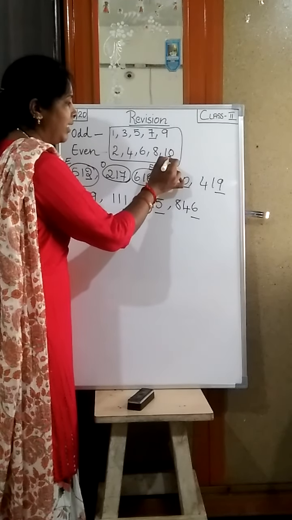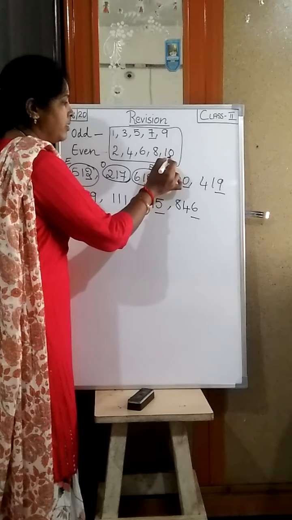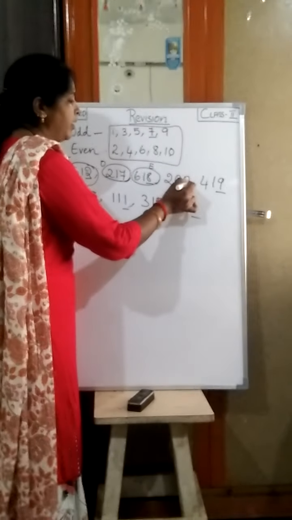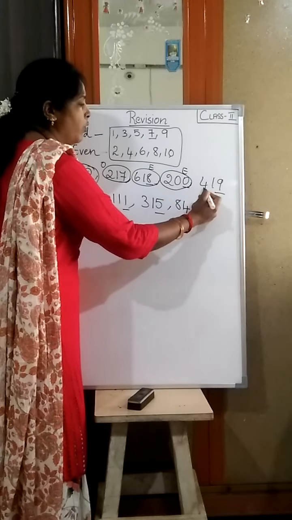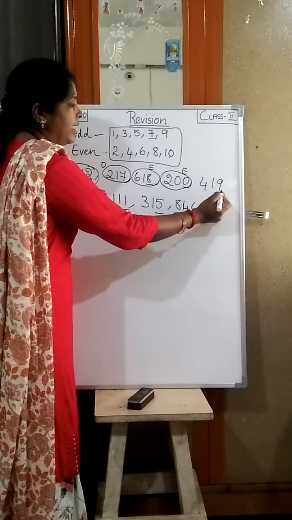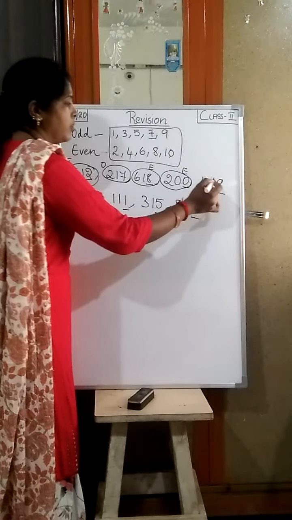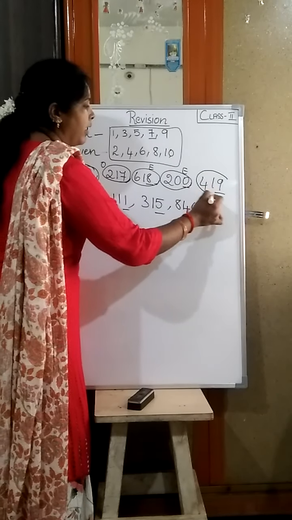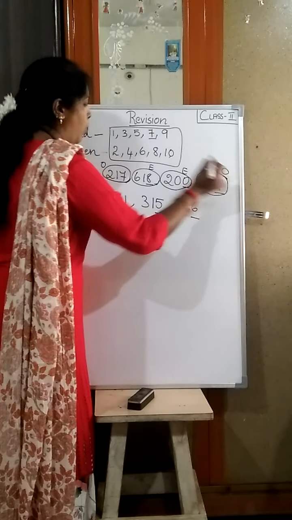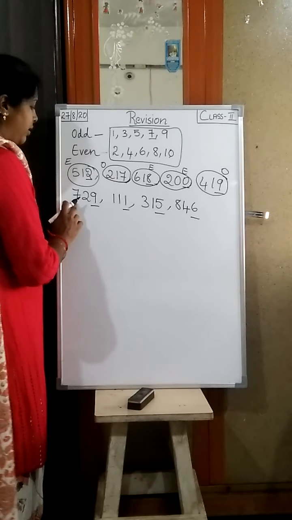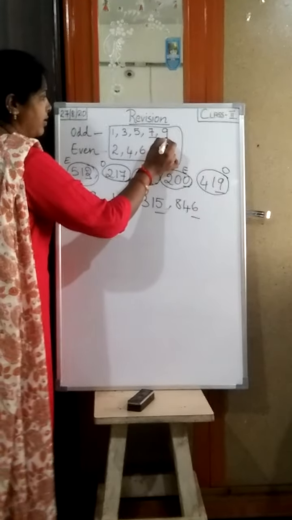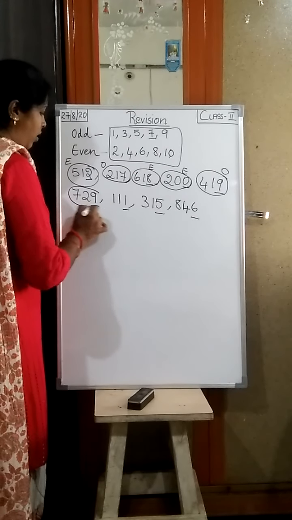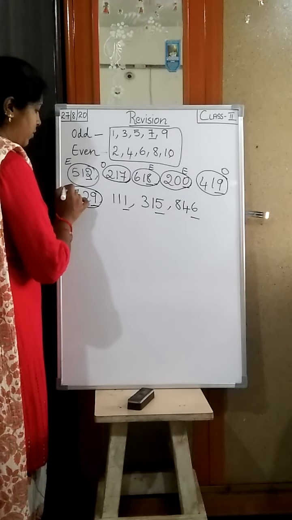And 200. So 0. So here you have to see in tens. In 10, 0 is in the ones place. So if it is 0, that is even. And see 419. 9 is in the odds place. So 419 is odd, O. Now 729. See 9 is in the ones column, but here it is odd. So it is odd, O.